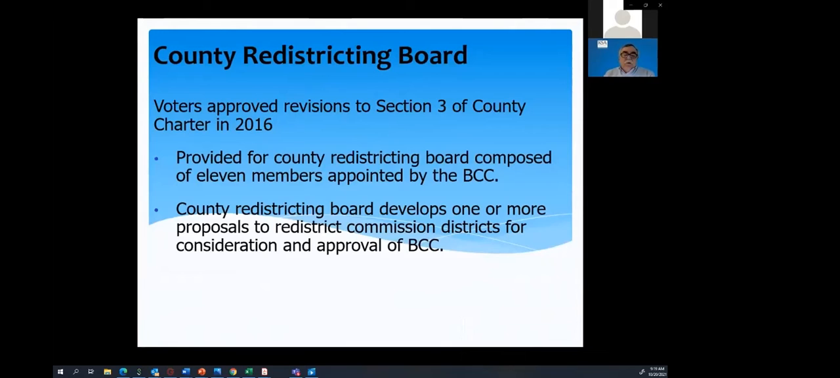Florida statutes limit the authority to redistrict a county to the county legislative body, which is the Board of County Commissioners. Nonetheless, a charter may provide for an advisory board, and that is what the voters of Pinellas County have approved.